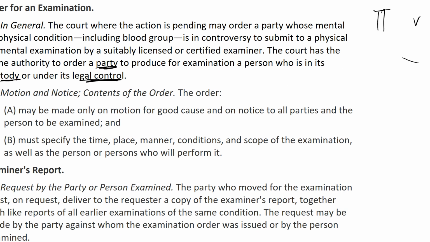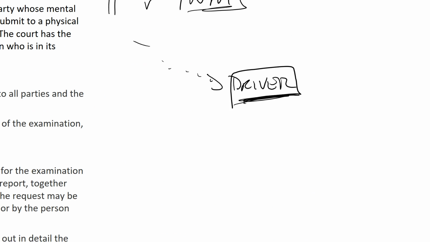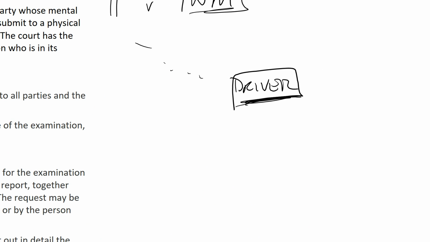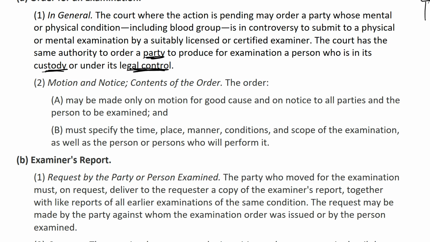You might argue that the employee is under the custody or legal control of the employer, but that would not be correct. There had been suggestions to amend Rule 35 to include the right to seek examinations of employees. However, those suggestions did not go through. Employees are not in the custody or the legal control of their employers. Okay, keep in mind, 13th Amendment, slavery is illegal in the United States.